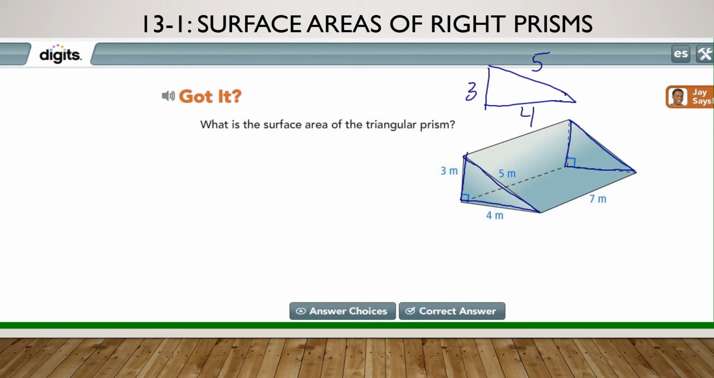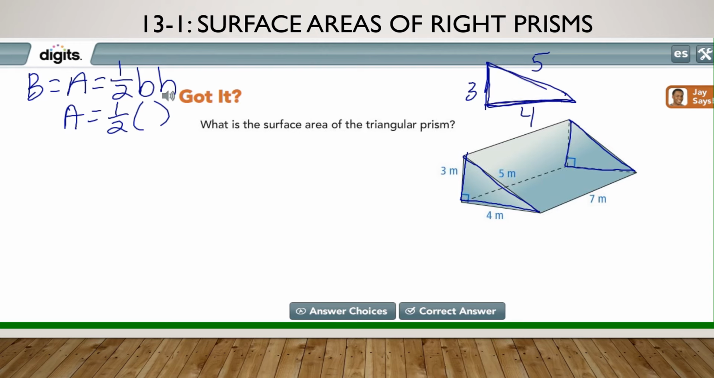So we're going to find the area of the base first. The formula for that base is 1/2 base times height, because that is a triangle. Now the base of the base, so look at this triangle. What is the base of this triangle? Well, the base of that triangle is 4. Now the height of this triangle will be 3. Now you can multiply. 4 times 3 is 12, and half of 12 is 6. So the area of the base will be 6 meters squared.